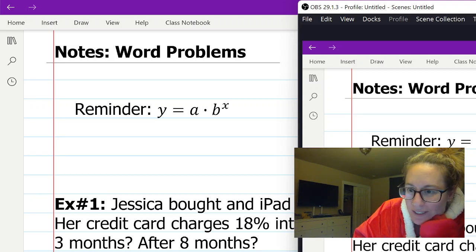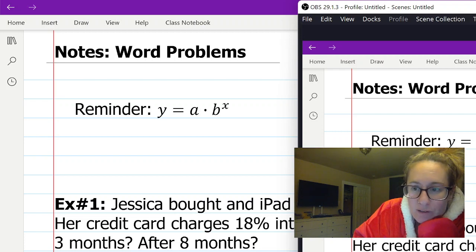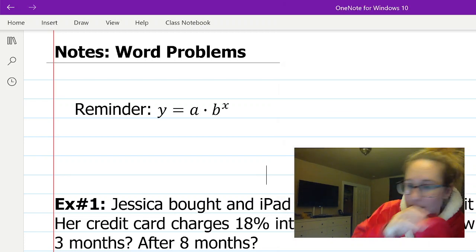At first I was nervous it wasn't going to pop up, and I was like, why? You've worked all day. Okay. So let's just minimize. Now I think you guys can see what I see.